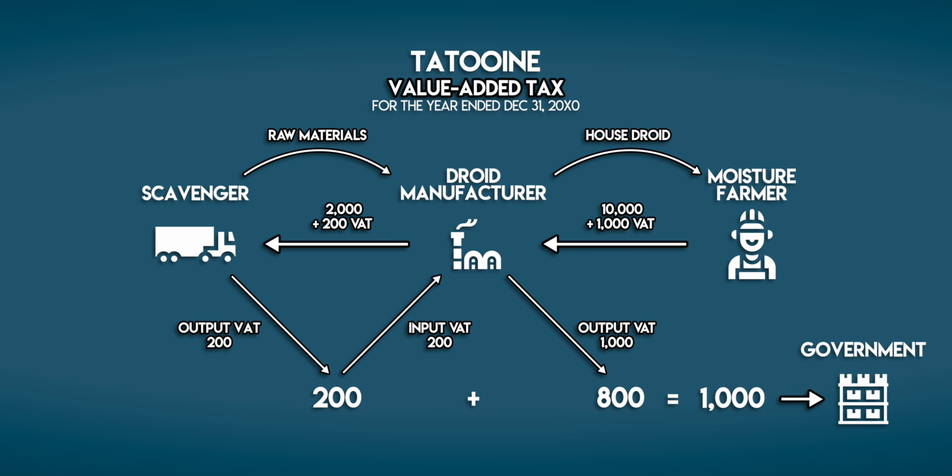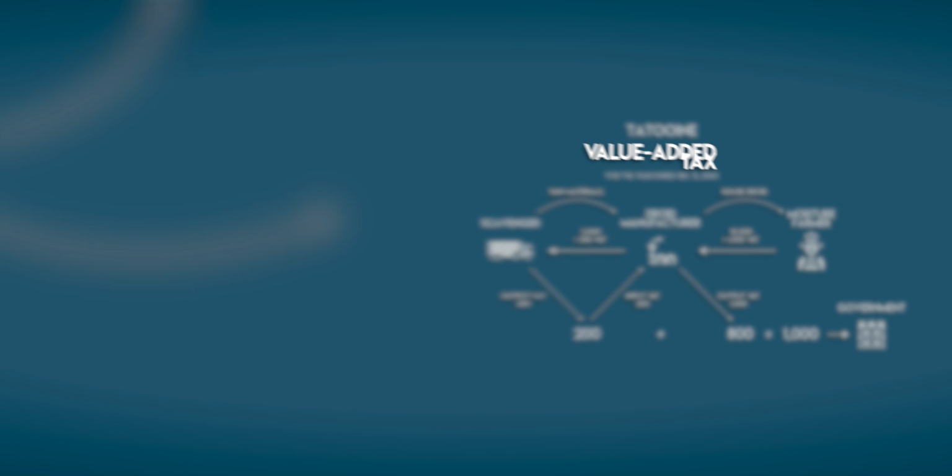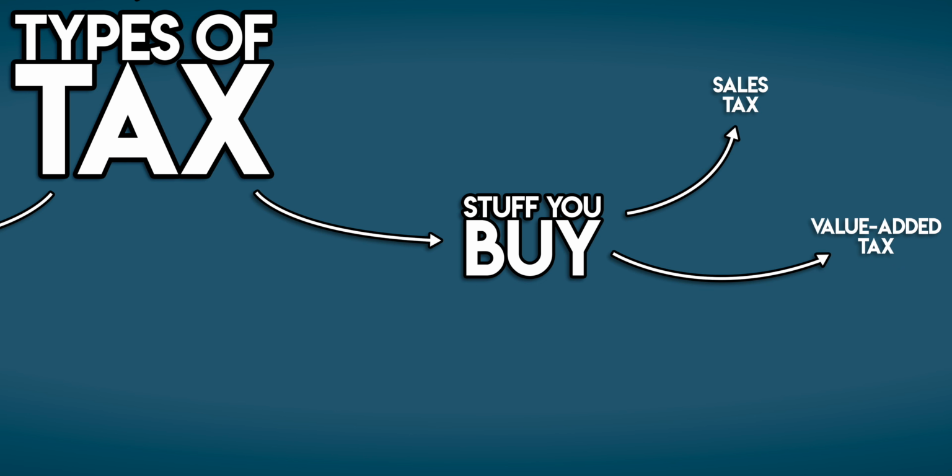Sales tax was only paid once by the droid manufacturer on the final sale, but the value-added tax payments are shared amongst businesses in the production chain. Sales tax and value-added tax aren't the only taxes we pay on the stuff we buy.